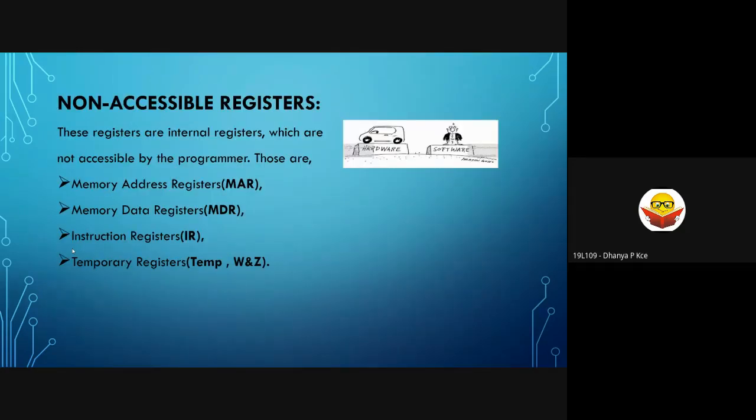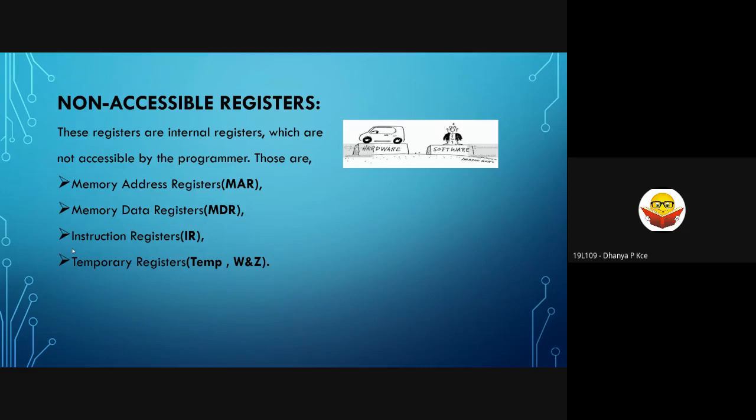Non-accessible registers. We know that registers allow storage of data and instructions, but every time we cannot make use of the registers which are present in the CPU. How come we are saying those are accessible and non-accessible registers? While we are writing an opcode, if we are able to refer to that register in our opcode, then those are known as accessible. That is, anyone as a programmer will be able to refer to that register. But if I couldn't use those registers in my opcode, if I couldn't define them, then those are known as non-accessible registers.